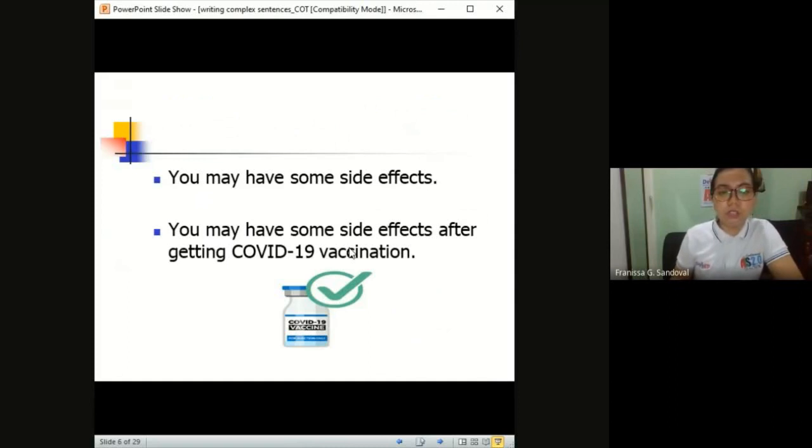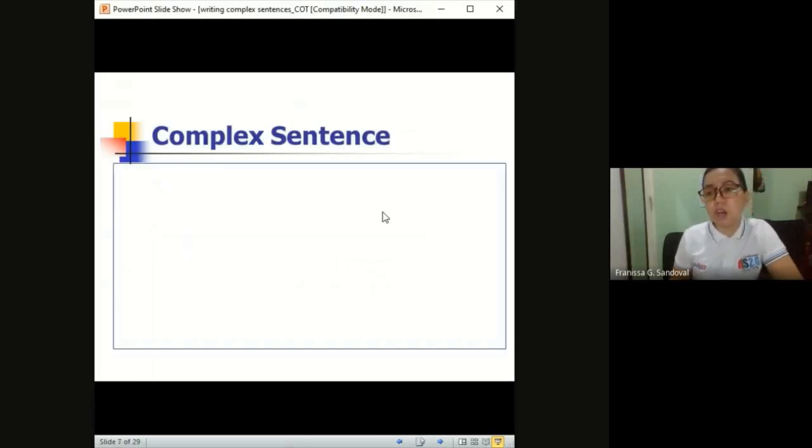Again, let us take a look at these two sentences. You may have some side effects, and you may have some side effects after getting COVID-19 vaccination. These sentences are both complete. However, the second one has more clarity. The second sentence has more details. The second sentence is what we call the complex sentence.